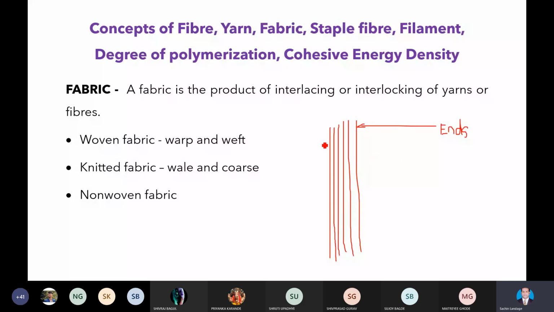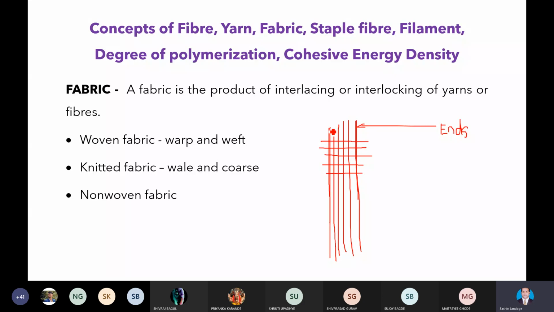And next, whichever direction is traverse, that is nothing but the weft. And at the end of the fabric, if you take any fabric, there's one more thing that is called a selvage. Have you seen the fabric? On a complete fabric, you will see the selvage over here. That is a thick portion.